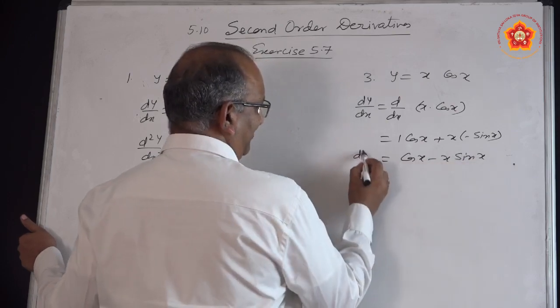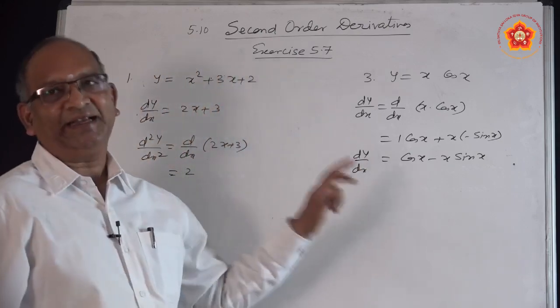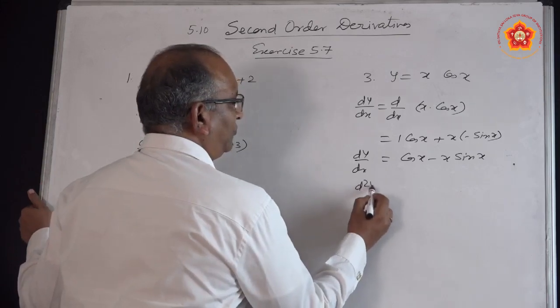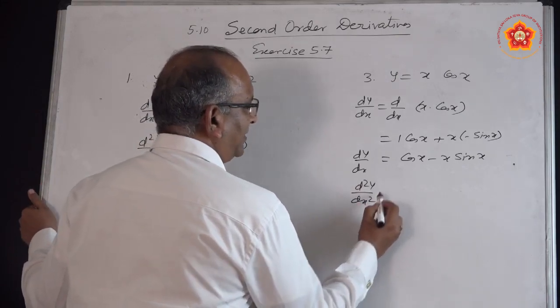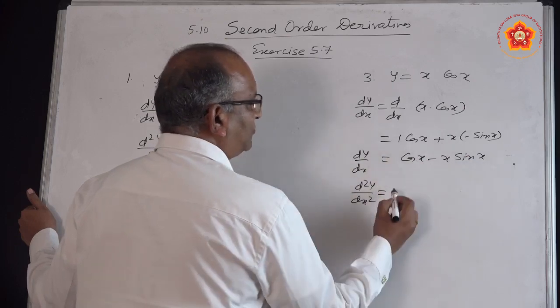This is the first derivative. Now, our objective is to find the second derivative. So, differentiate it a second time. We will call it d2y by dx square equal to, when you want to differentiate this, it is the difference of two functions.